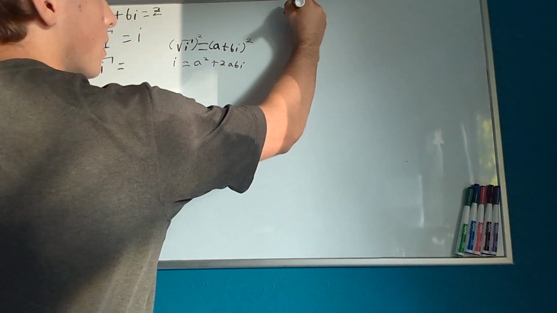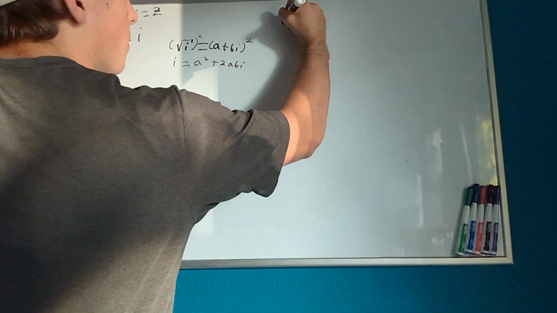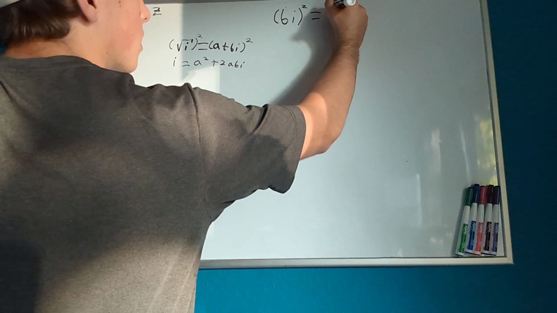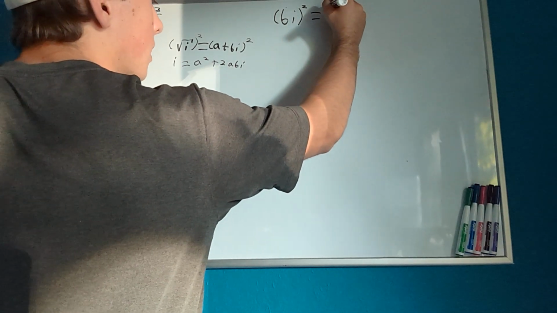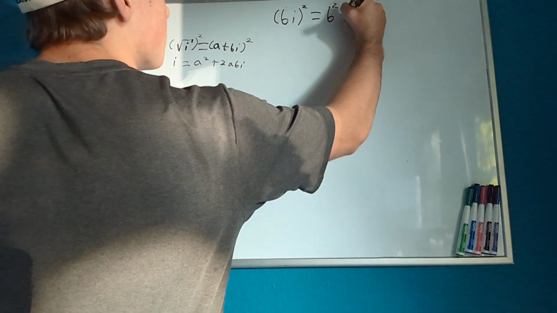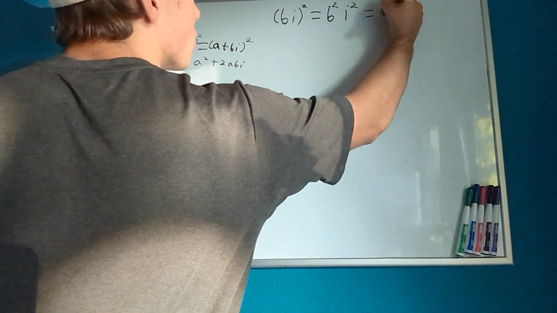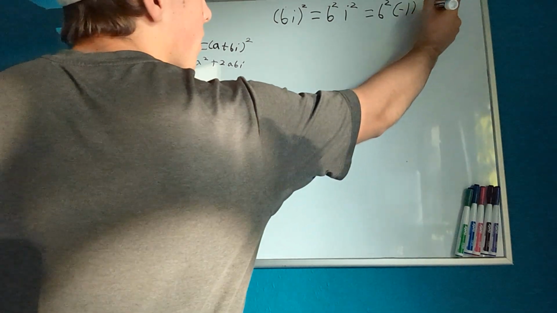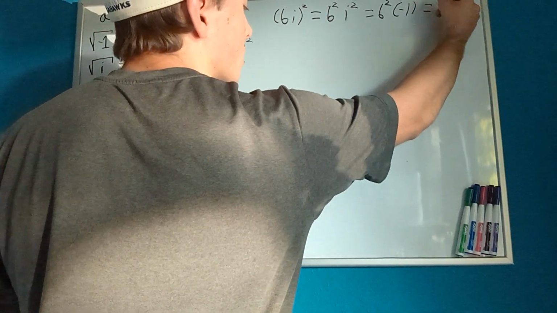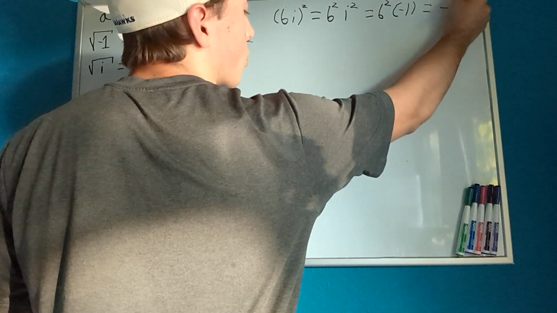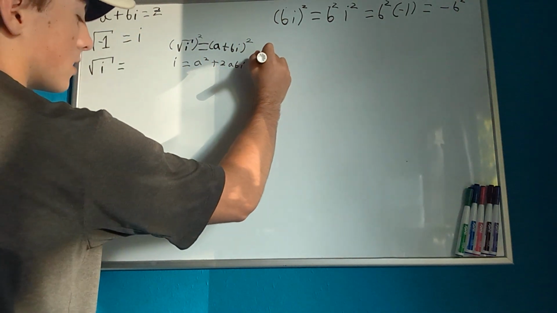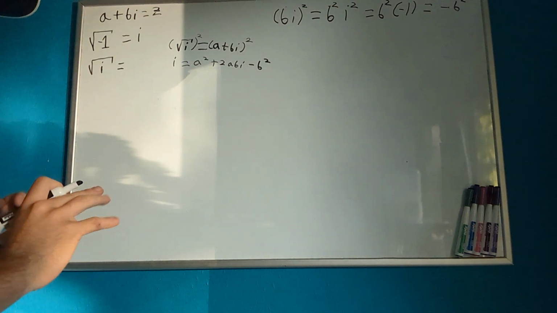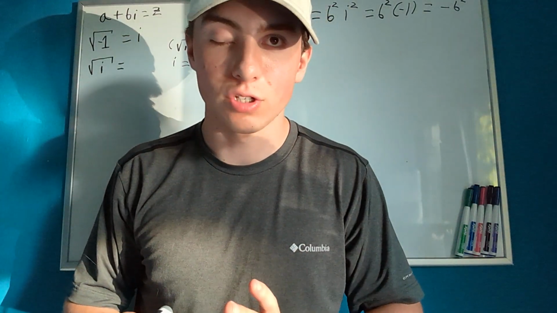So (bi) squared equals b times b, which is b squared, and i times i is i squared. But i squared, right, is also equal to -1. Then we can say this just equals negative b squared, so minus b squared.